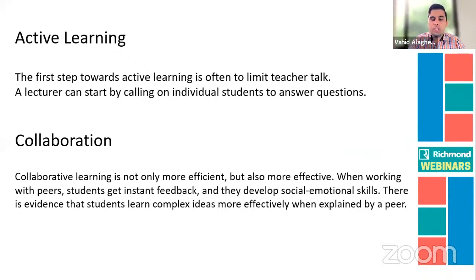So as you can also check, collaborative learning is not only more efficient, but also more effective when working with peers, because the students get instant feedback. They can also listen to their classmates and receive instant recommendations. They can develop social emotional skills. There is also evidence that students learn complex ideas more effectively when explained by a peer.